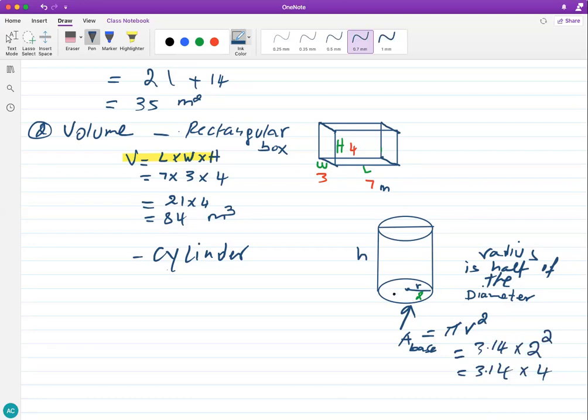What do we do now with this area? We times it by the height. So the area of the base is here. We're going to multiply it by h. That's right. Let's say h is maybe 10. And this will be, let's say 3.14 times 4, about 12.56, times that by 10.